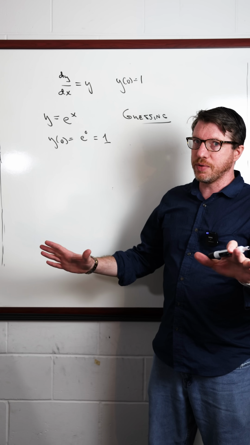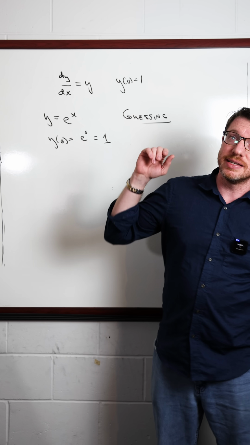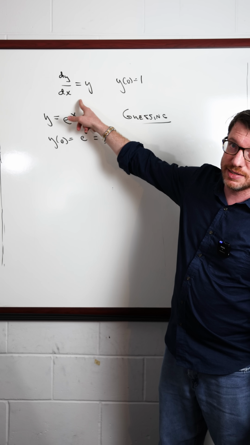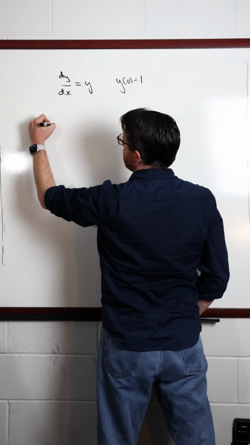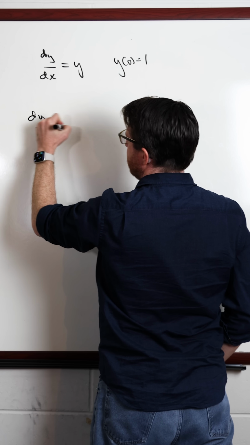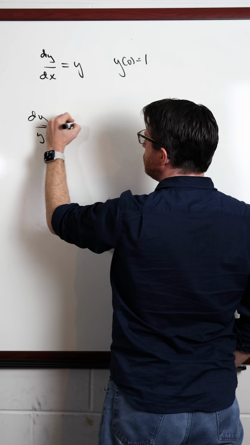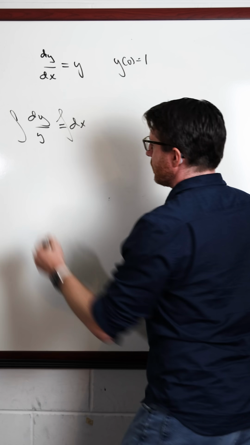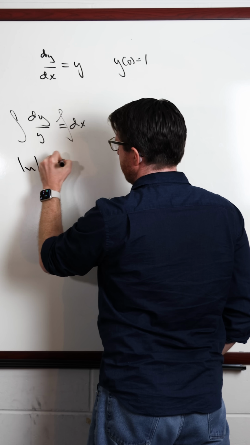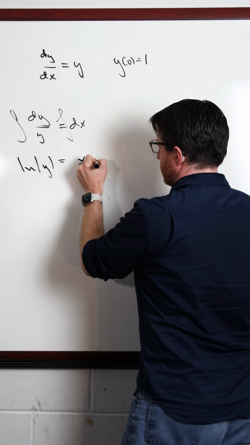All right, so now let's look at another way to do this. And this way uses the separability of this differential equation. All I do is I multiply over by dx and I divide by y. So I get dy over y is equal to dx. Then from here, you just integrate both sides, and you get natural log of the absolute value of y is equal to x plus c.